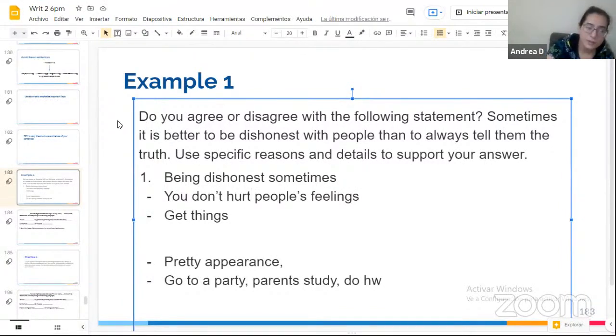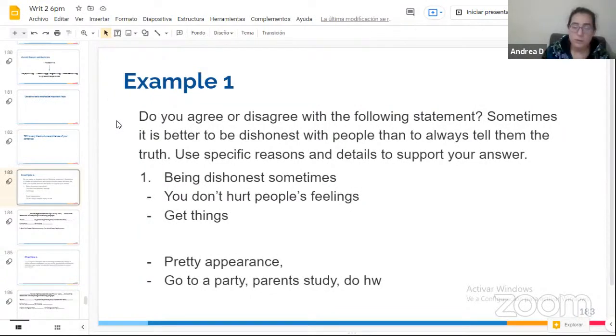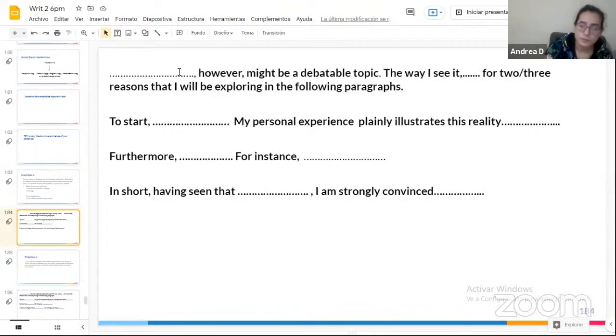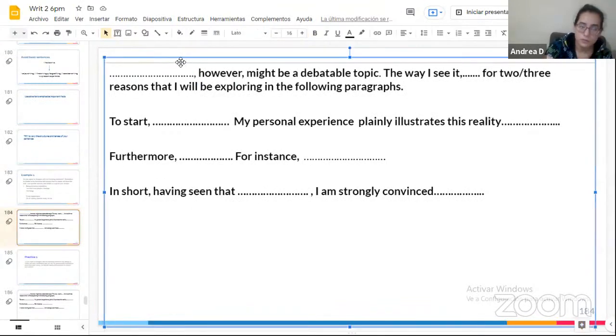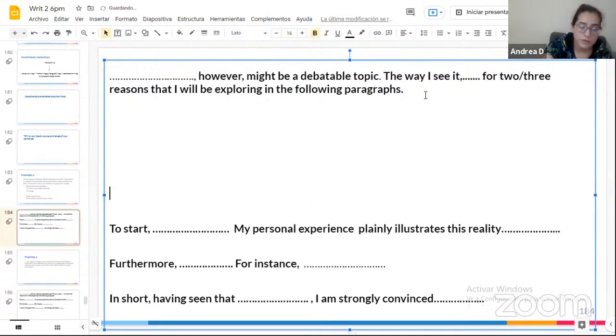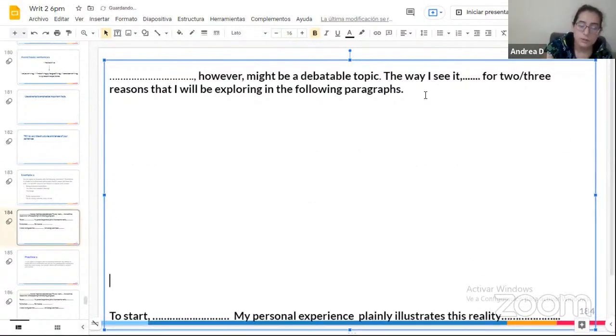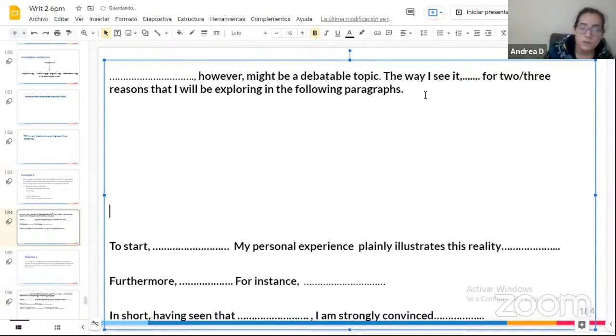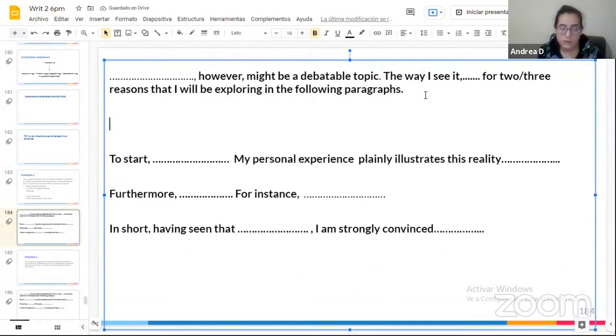Okay, then that's perfect. So now that we thought of our two ideas and our two examples, now we can write. Any questions so far? Okay, so here's a template that I got for you guys. Now we're gonna start. Okay, well, first of all, you're more than welcome to change this template.